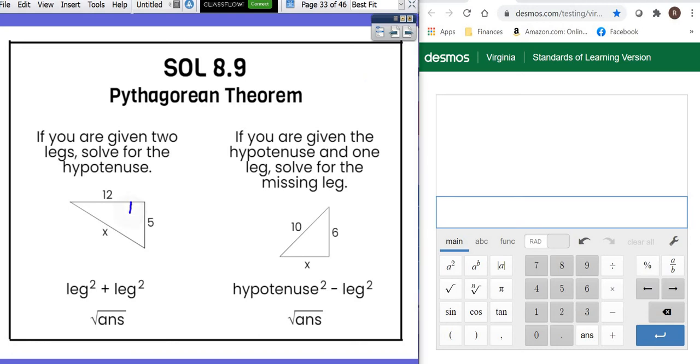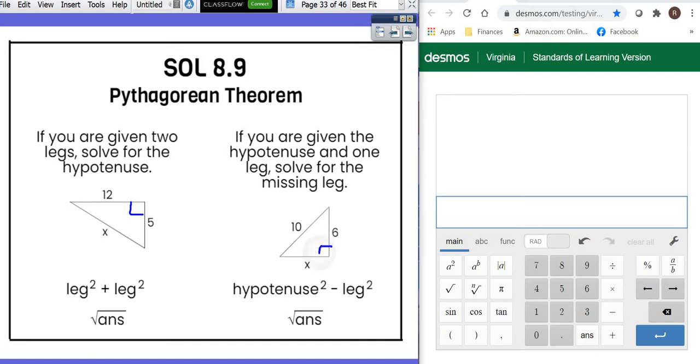So if you've got a right triangle and you are given two side lengths and you're missing one, then you're going to do leg squared, this is in Desmos, plus leg squared, go to your next line and take the square root of ANS, and it'll pull the answer in there and give you the length of the hypotenuse.